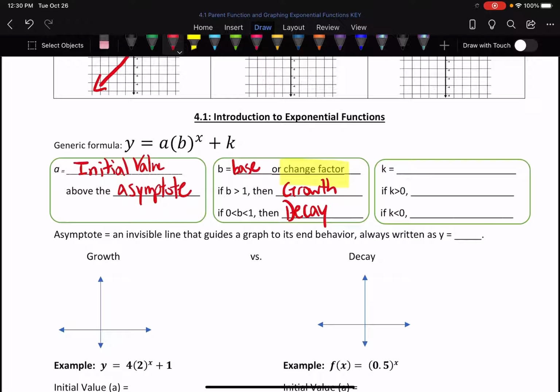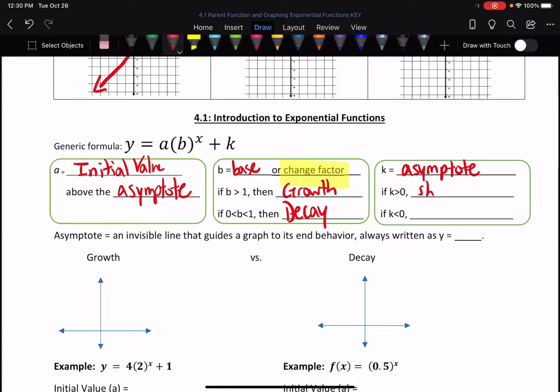And then K is what we call our asymptote. If K is greater than 0, you're going to shift the graph up. If K is less than 0, the graph is going to shift down. But we have to know what our asymptote is. Asymptote is an invisible line that the graph will never cross. And it's always going to be written as y equals k.